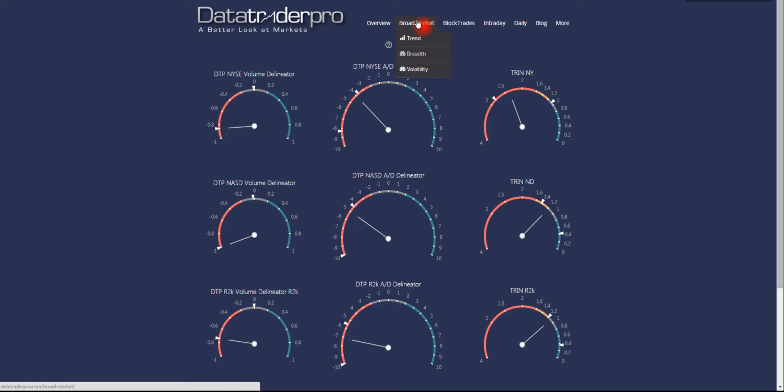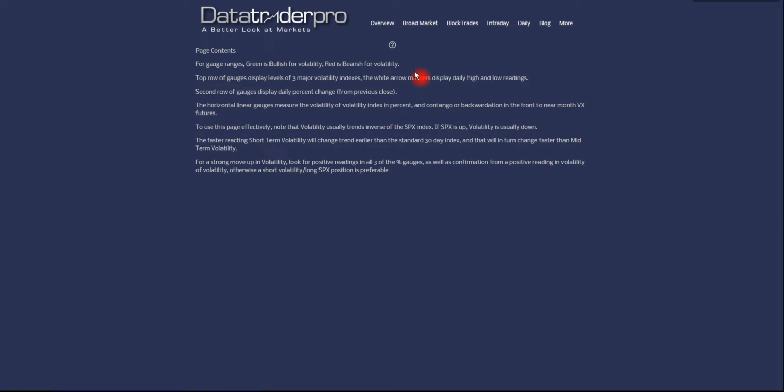We came into a support zone on the S&P and on SPY today and bounced, but it wasn't much of a bounce. We lingered around the lows at close. Let's have a look at the volatility picture.